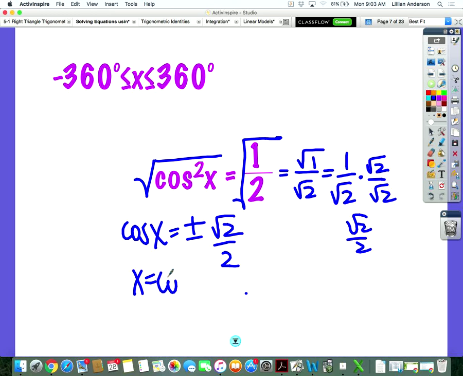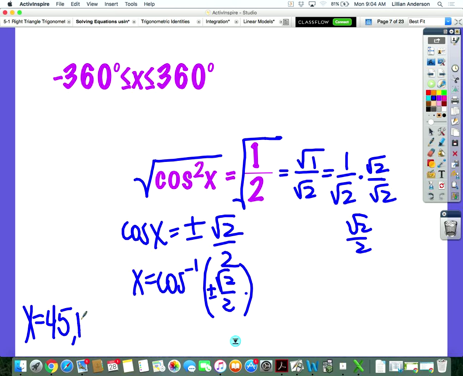Again, you take the inverse. And you're looking for all the values, or all the cosines where it's a positive square root 2 over 2 and a negative square root 2 over 2. That's at 45, 135, 225, and 315. Okay, so that's a positive root 2 over 2, negative root 2 over 2, negative root 2 over 2, positive root 2 over 2. And then, of course, the negatives.